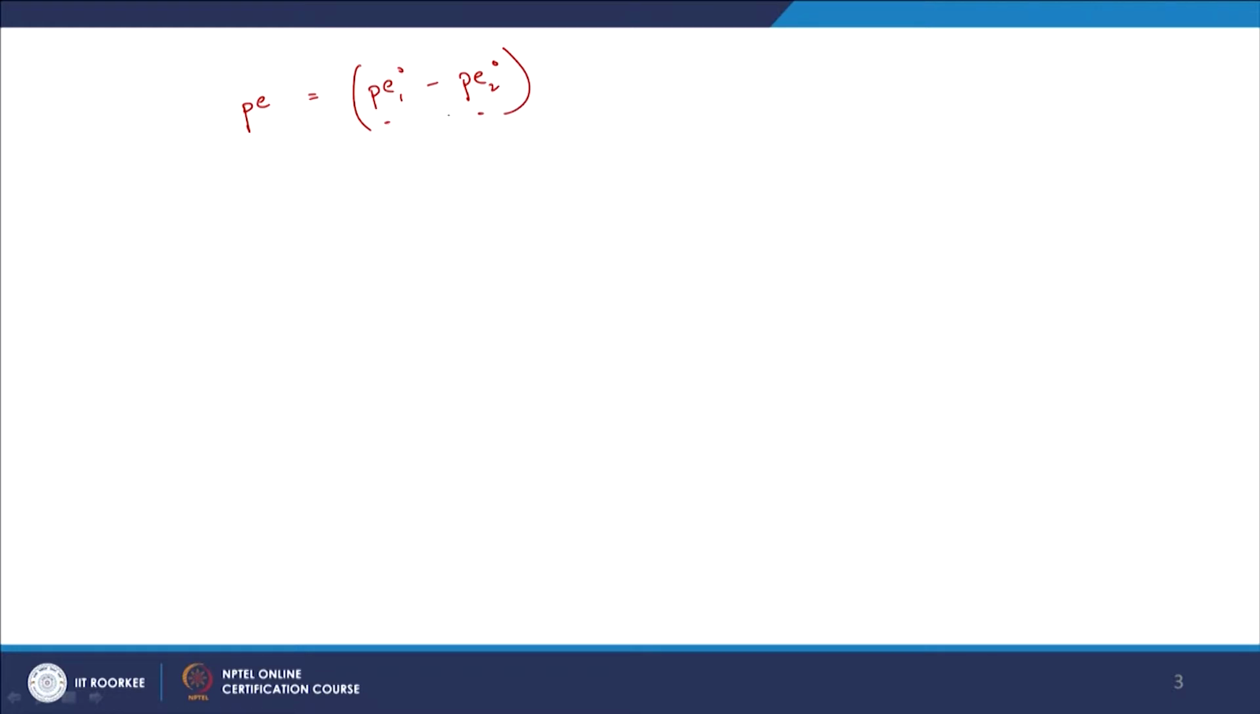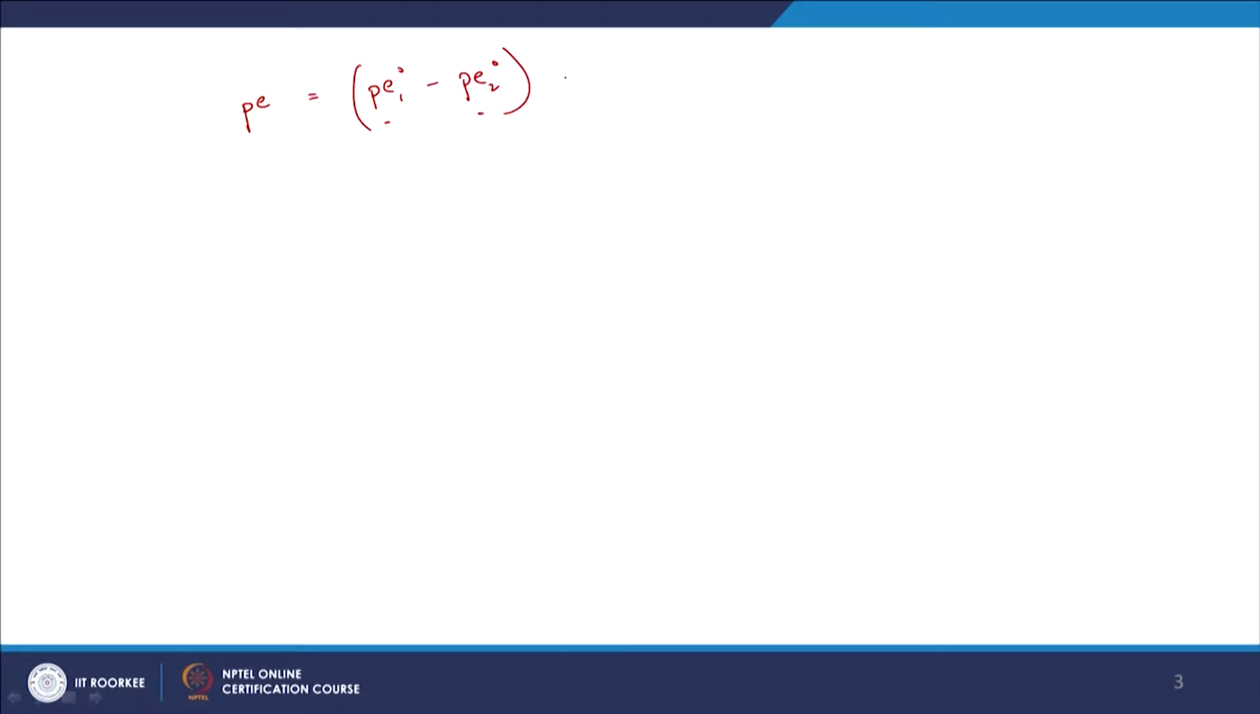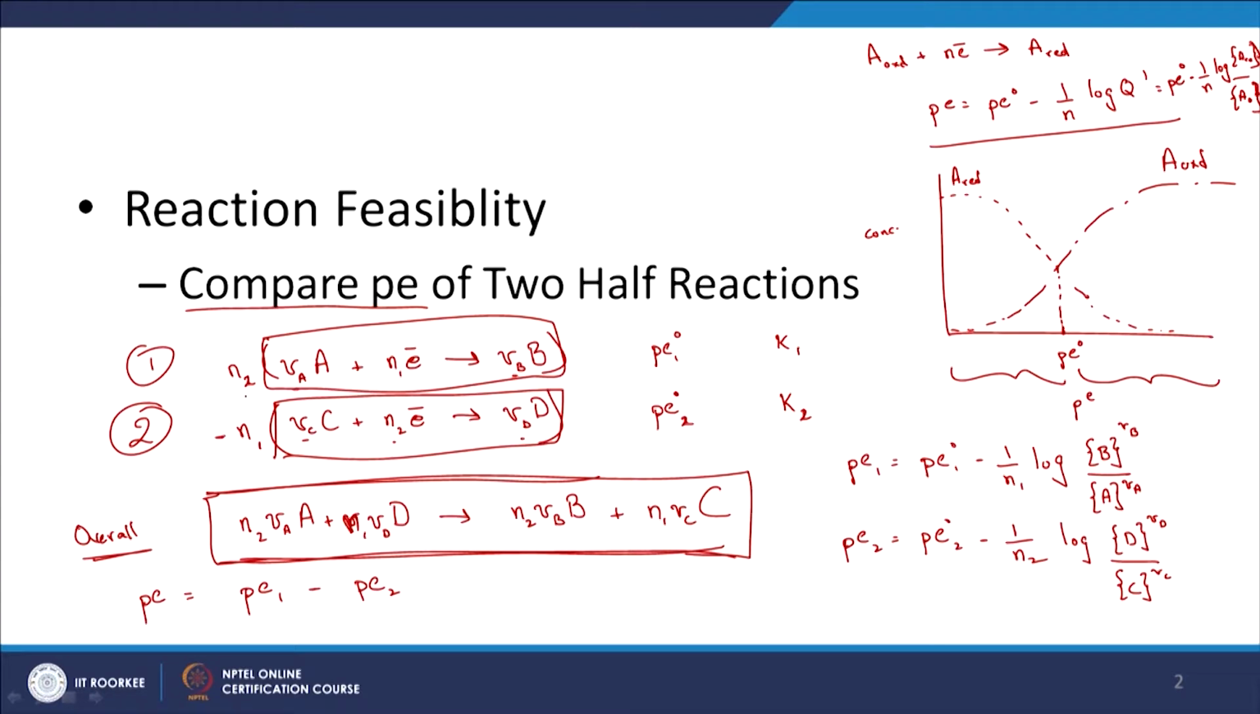So, let us just understand that it is the difference in the standard reduction potentials, and what do we have here? So, P1 is equal to minus. Now let us say if it is multiplied by N2, the electron transfer would be 1 by N1 N2, minus 1 by N1 N2 log, and obviously again if this particular half reaction is multiplied by N2, it is going to be the case when, what would that be now?